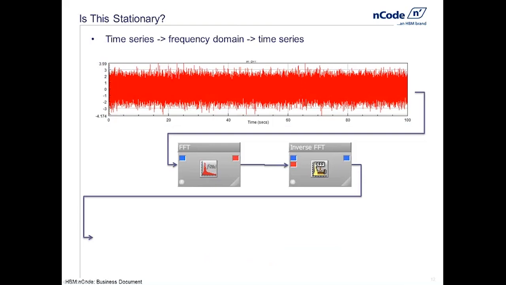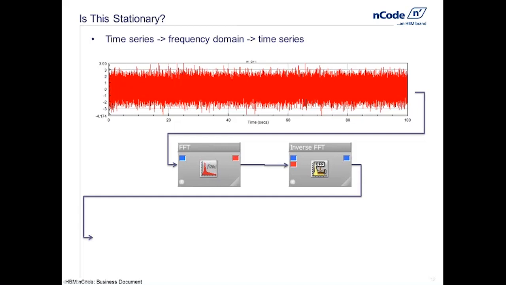Some statistical approaches are available inside nCode to look at things like peak loading. There's a statistical thing called the crest factor, which says what's the RMS of the time series compared to the peak of the time series. So how many RMS tall is the peak? That's one way to look at how peaky or how transient the time series data is.